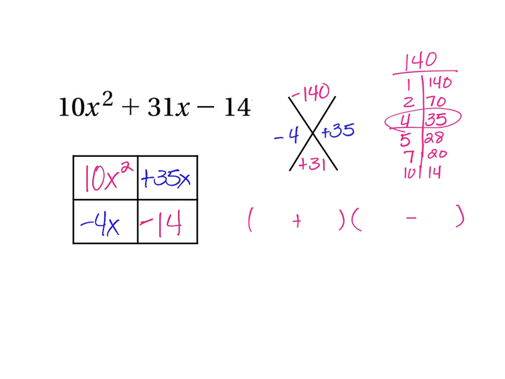All right, let's do our row first this time. So as I factor out my row, it looks like 5x will be what I can factor out.